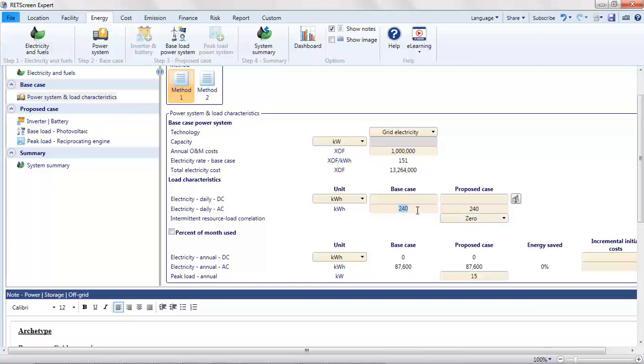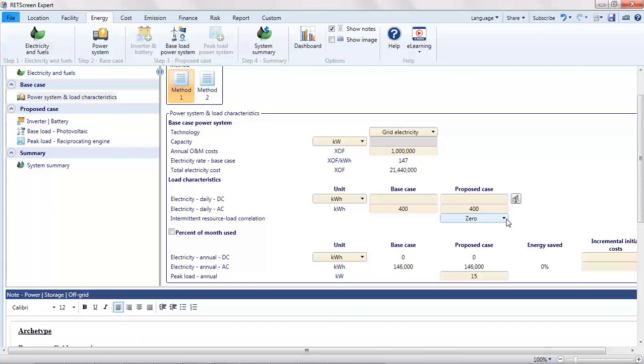For example, I'm going to change this to 400 kilowatt hours per day AC. The intermittent resource load correlation, discussed in previous videos, is 0, indicating that we expect the load to be uncorrelated with the power output of the solar array. In other words, there will be loads during both day and night, cloudy and sunny times.